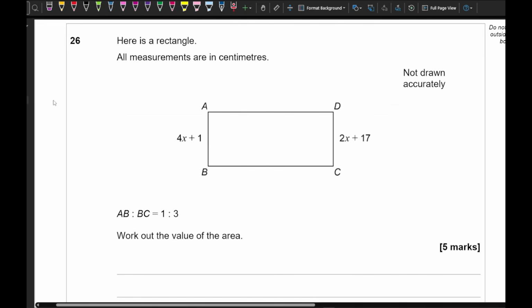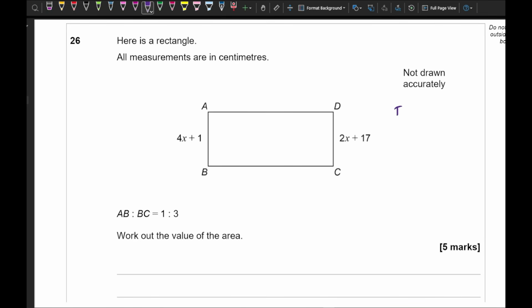Then moving on to question 26, it says here is a rectangle, all measurements are in centimetres, AB to BC is in the ratio of 1 to 3, work out the value of the area. So for this particular question, I need to find x first. Now to find x, 2 opposite lengths on a rectangle are equal, so 4x plus 1 is going to be equal to 2x plus 17. So then solving this double-sided equation, I get 2x plus 1 equals 17. Take away the 1, I get 2x equals 16, so x equals 8.